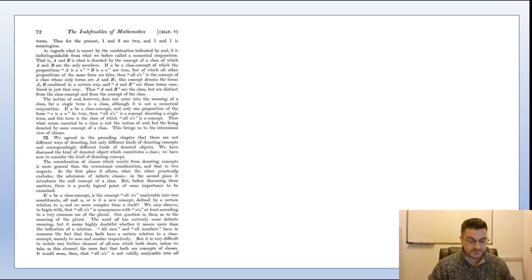So section 72. We agreed in the preceding chapter that there are not different ways of denoting. Remember, chapter 5 was about denoting, and the conclusion that Russell arrived at is that there are certainly different objects which are denoted. So we've got the different denoting concepts: all, every, any, are, some, the, for example. And these all denote different objects.